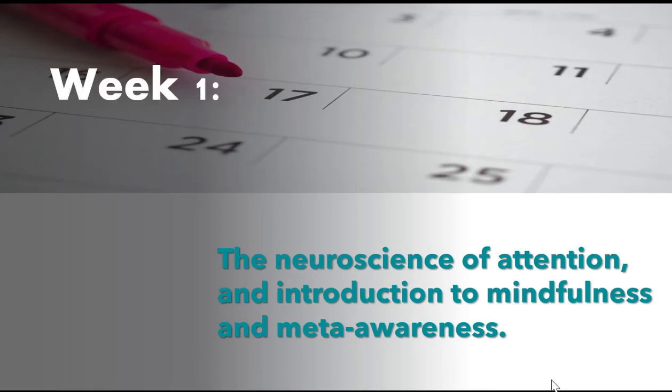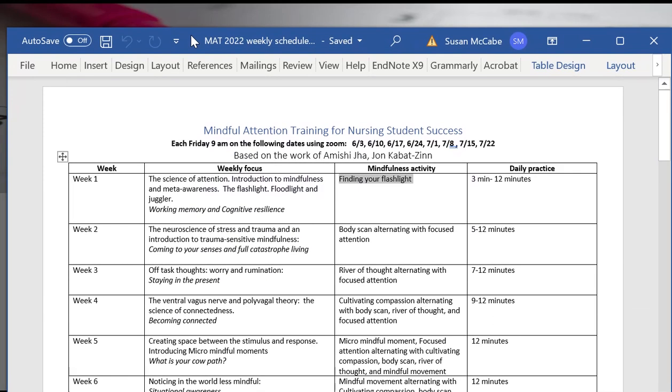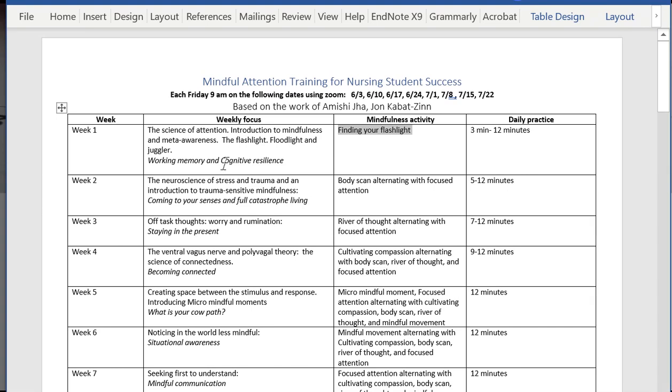So the focus of this week, week one, is the neuroscience of attention. We're going to introduce mindfulness, doing our first practice, and the concept of meta-awareness. What you'll see over here is a weekly schedule that you'll receive. And in each week, we're going to focus on the different domains that attribute to the information processing system that encompasses what attention is, and different mindfulness activities that will help you in those areas, all for the purpose of improving our cognitive resilience as we prepare for a really high stress, enduring interval of academic work.